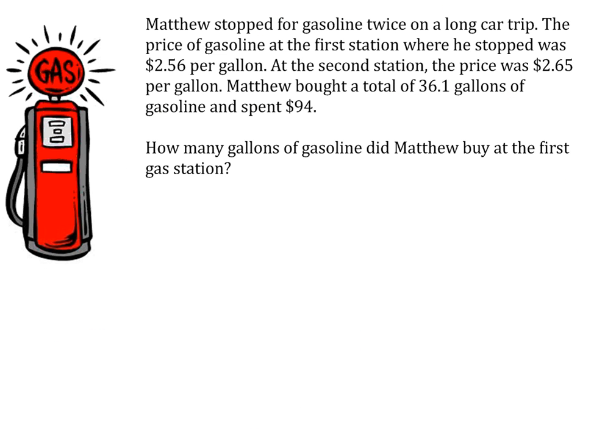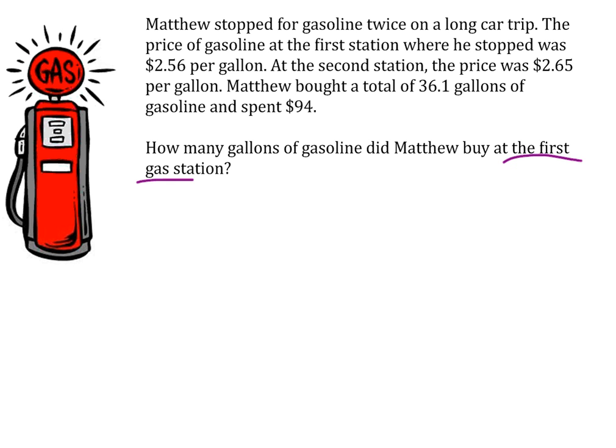So Matthew stopped for gasoline twice on a long car trip. Price of gasoline at the first station was $2.56. The second station was $2.65. Matthew bought a total of 36.1 gallons of gas and spent $94. How many gallons of gas did Matthew buy at the first gas station?